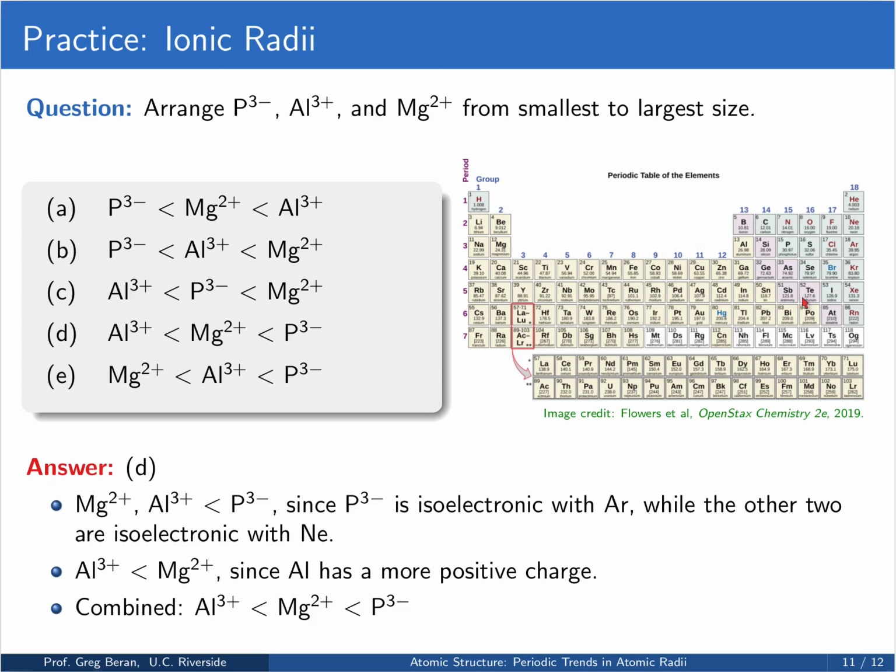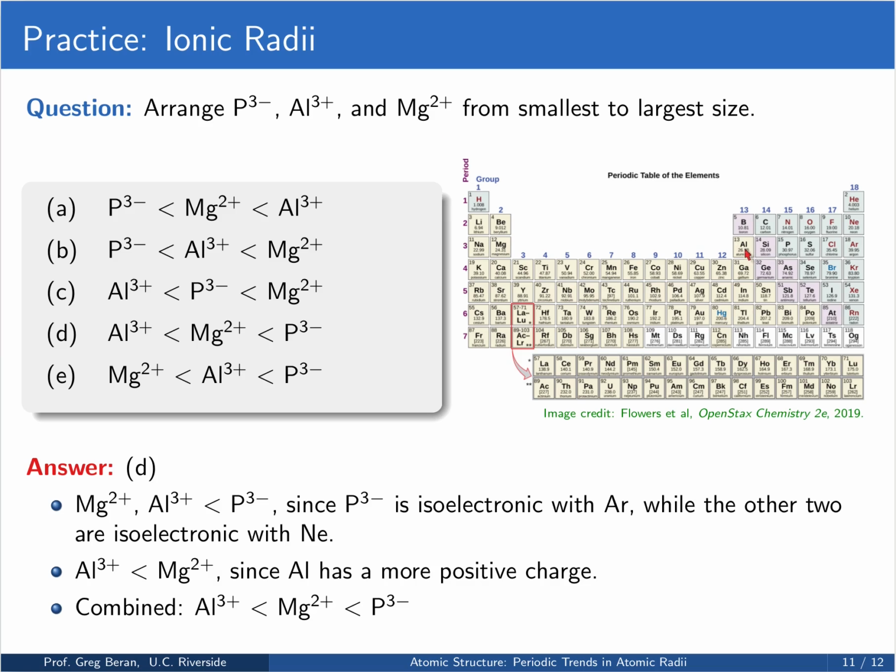Okay, so we have phosphorus 3-, aluminum 3+, and magnesium 2+. So first off, phosphorus is an anion, so that's going to get larger than its parent size, and it's going to be considerably larger because it's a threefold anion, isoelectronic with argon. In contrast, these other two species are cations that are isoelectronic with neon. So we know the phosphorus is going to be the largest.